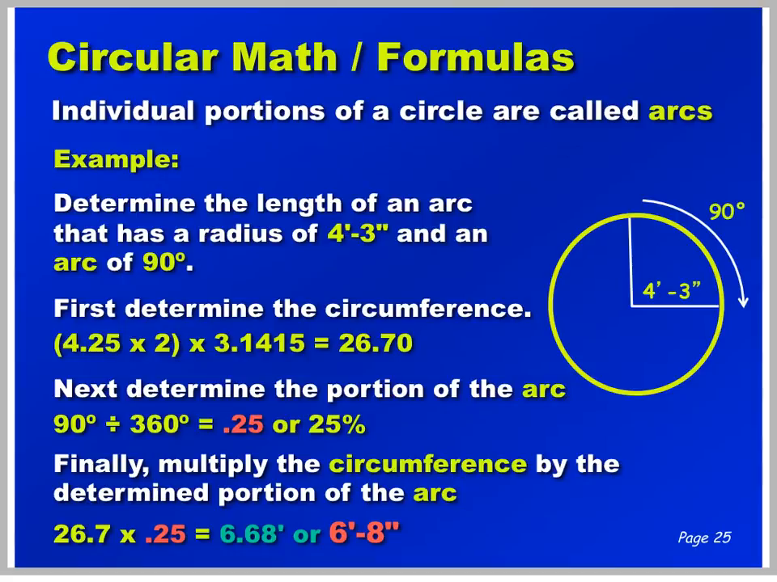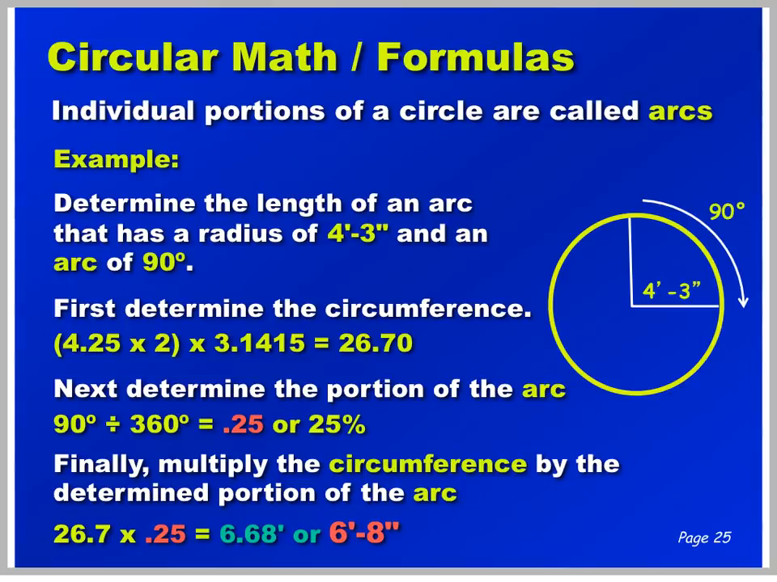How this could apply to construction, let's just say we needed to find this length along here of a parking lot curb that had a radius of 4 foot 3 inches and an arc of about 90 degrees. So the first thing we need to do is determine the circumference. Now we're looking at a radius, so it's 4.25 times 2 to get the diameter, times pi, which is 3.14, equals 26.7.